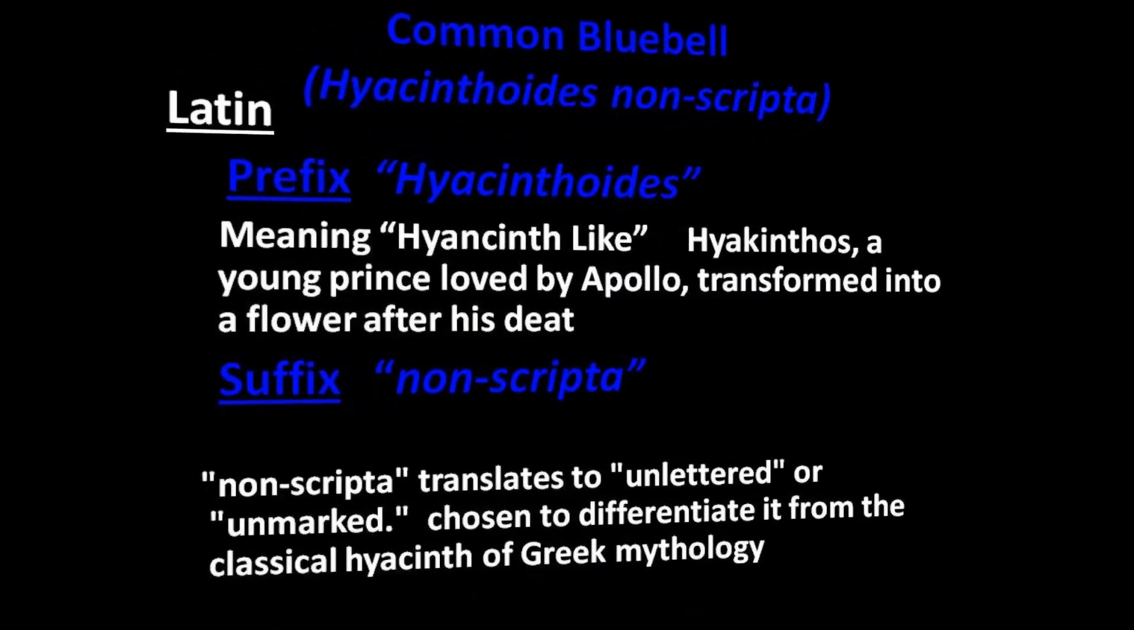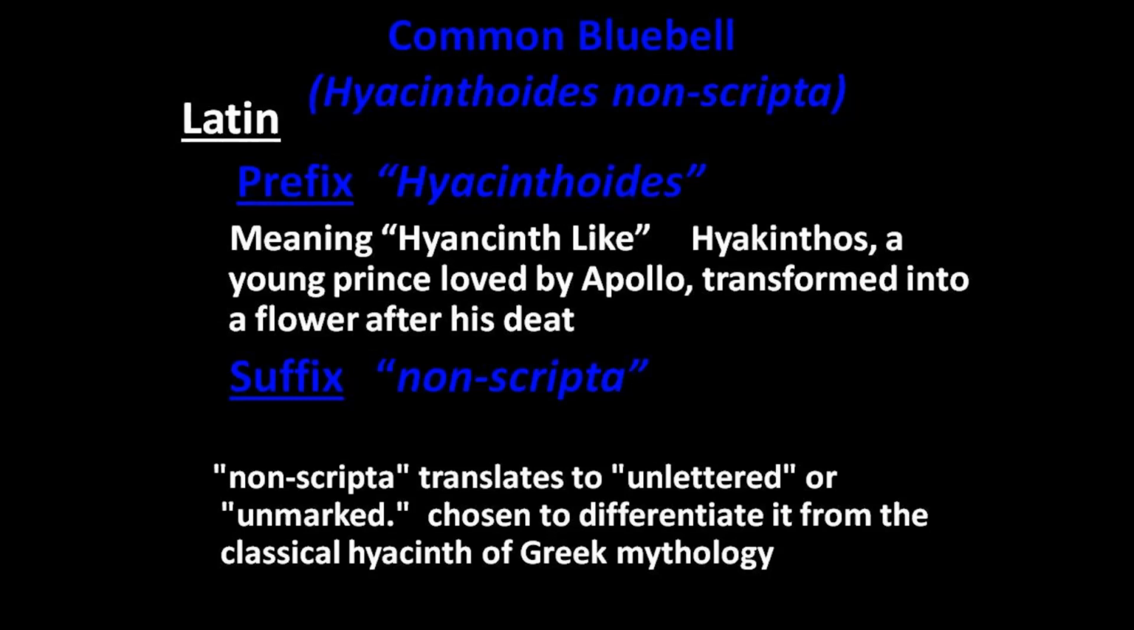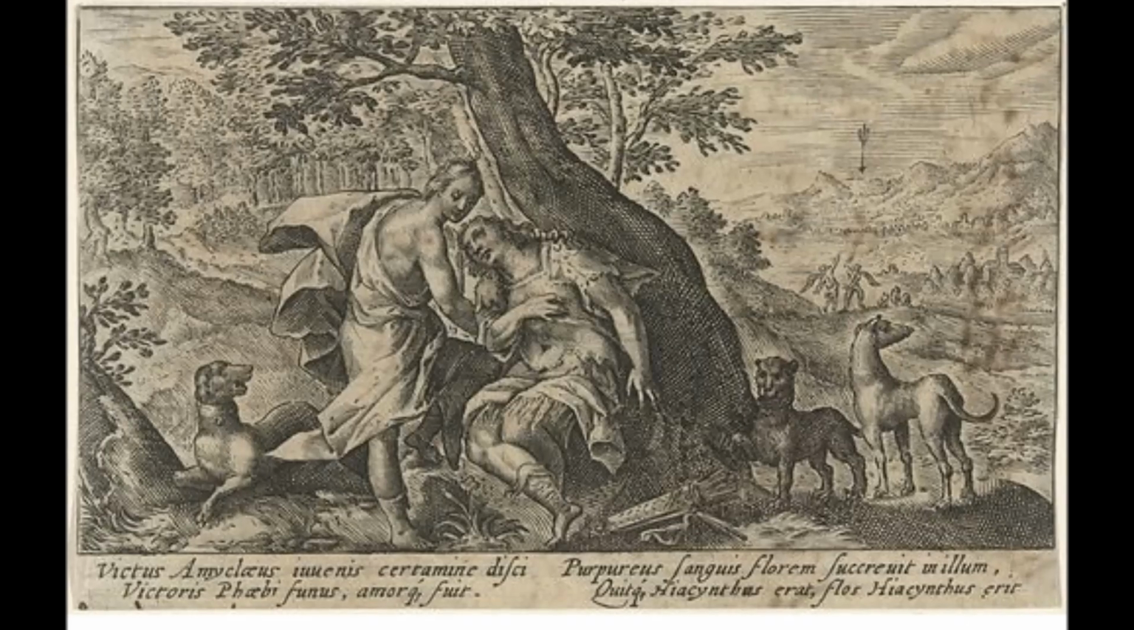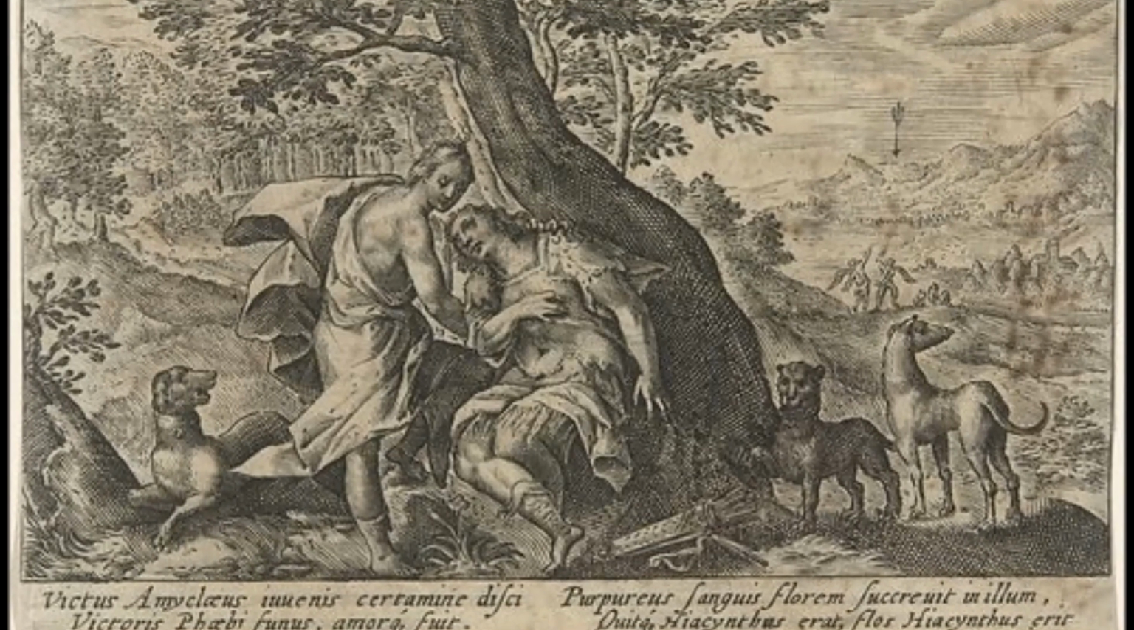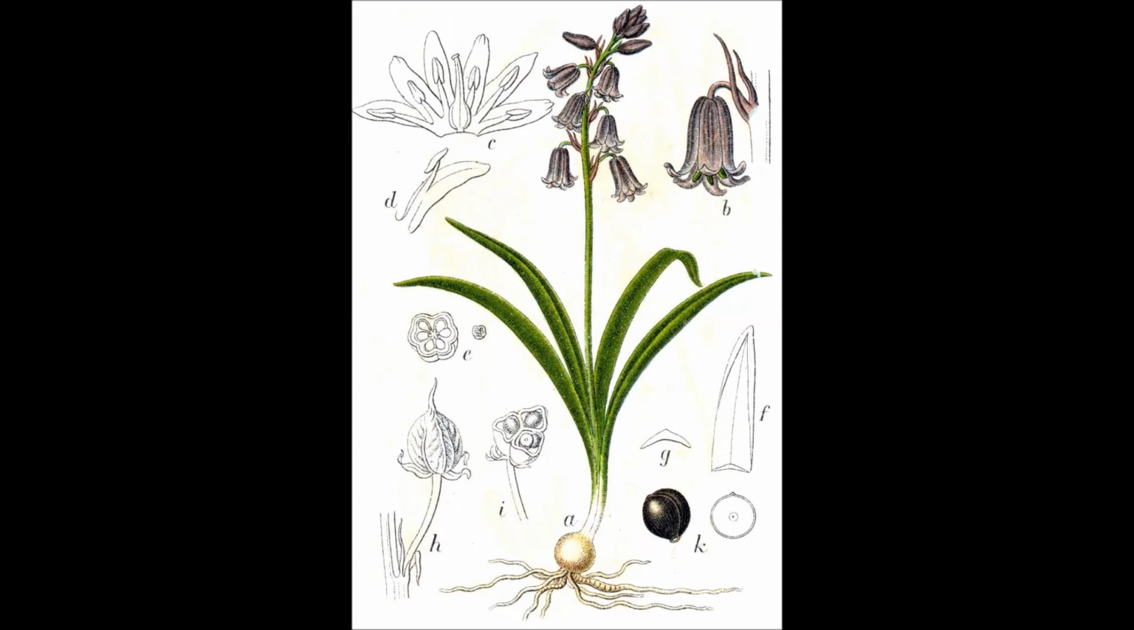The Latin binomial is straightforward, with the prefix hyacinthoides, meaning hyacinth-like, from hykynthos, a young prince loved by Apollo and transformed into a flower after his death. The suffix non-scripta translates to unlettered or unmarked, which was used to differentiate it from the classical hyacinth of Greek mythology. Before we embark on our journey into the field, we look at the features and characteristics which will enable us to identify and find it in the field.